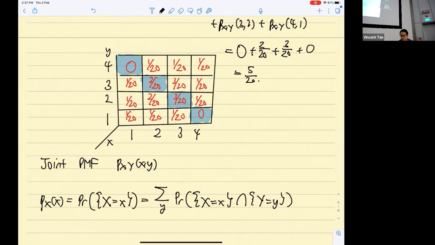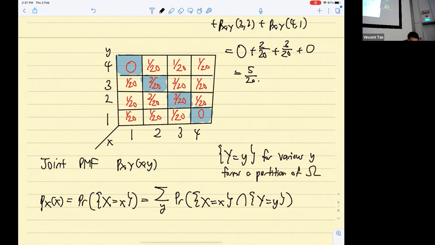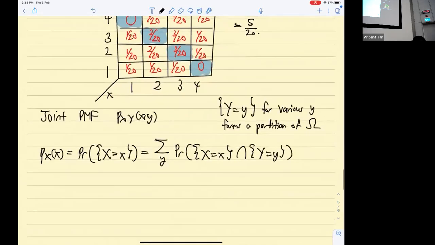The events Y equals y, for various values of small y, form a partition of the sample space. And hence, what are we using here when I write down this equation? Total probability, exactly. Very good. So we have that this is nothing but the sum over all possible values of y of p_{X,Y}(x,y), by the definition of the joint probability.